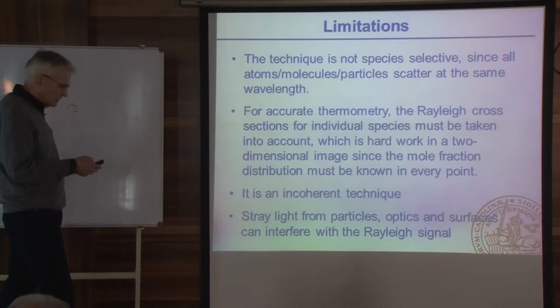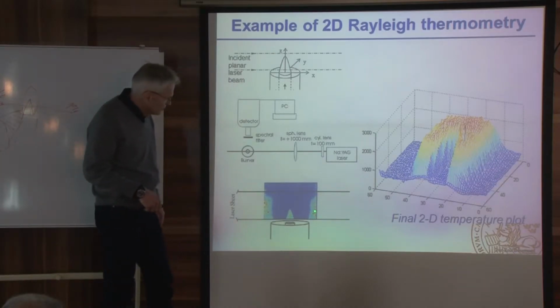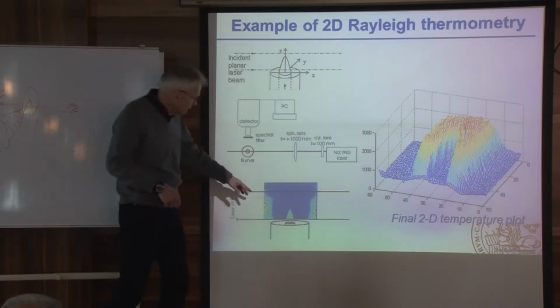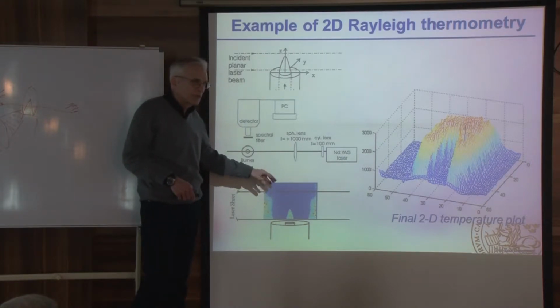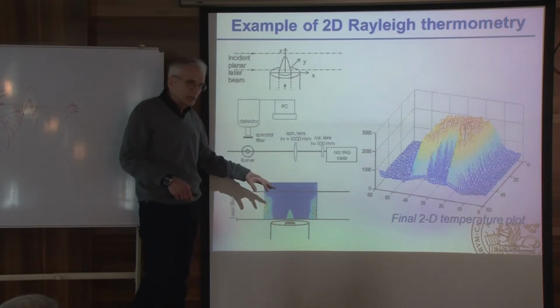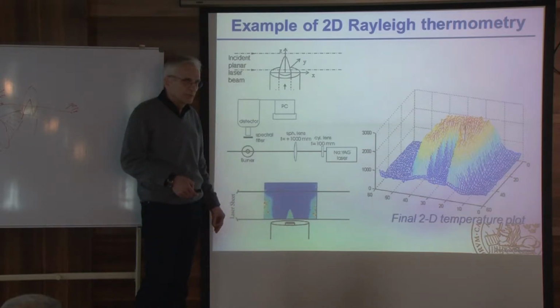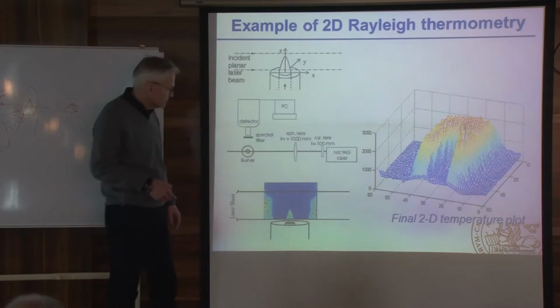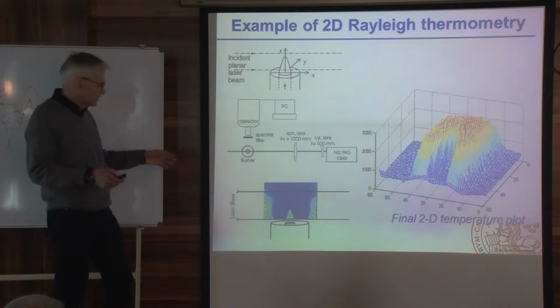And then a very important part. If I go back now, you can see here these dots. What's that? Most probably it's dust particles. And remember that the Mie scattering from particles is much, much stronger than the Rayleigh scattering. So that will destroy our signal severely if we have a sort of particle soot in the flame. That's a strong limitation.